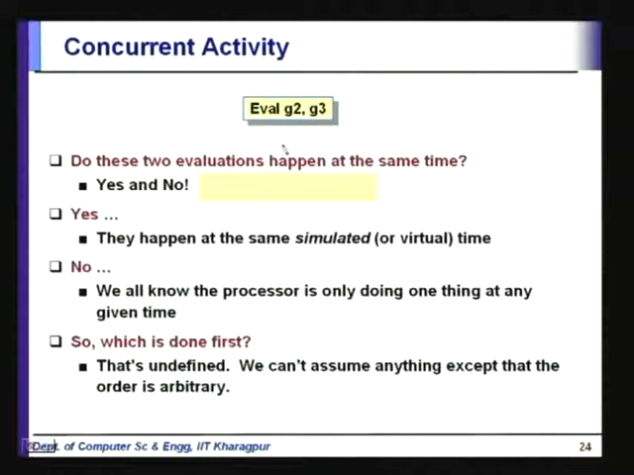So, the question is, if I have two evaluations of two gates G2 and G3 to take place at the same time, do these evaluations take place at the same time? The answer is yes and no. Yes, because they happen at the same simulated time. What do you mean by simulated time? There are two times that we are talking about here. One is the real time of execution, the other time is the time of the simulator. The simulator maintains its time, that is how much time has progressed in the simulation, right.